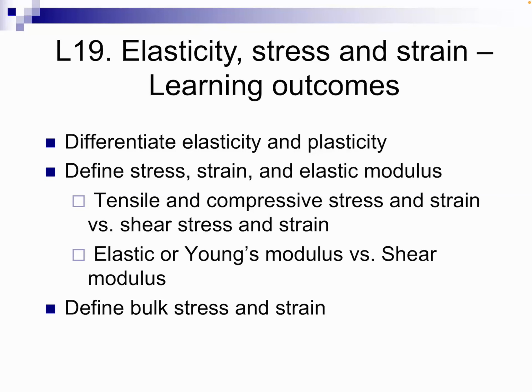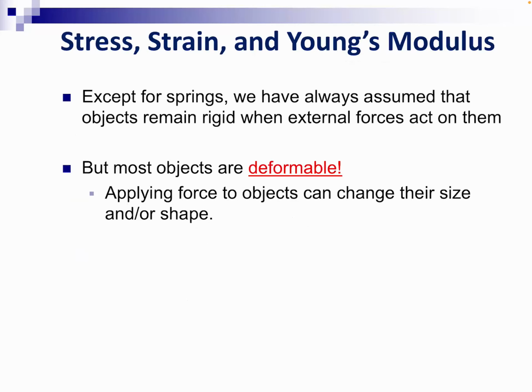Right, so we'll start off this week by talking about elasticity, stress, and strain. So far, even when we talked about rotational motion, we assumed that objects were rigid. That simplified the analysis of angular displacement, angular velocity, and angular acceleration, because when we assume that the object is rigid, every point in the object covers the same angular displacement and so on.